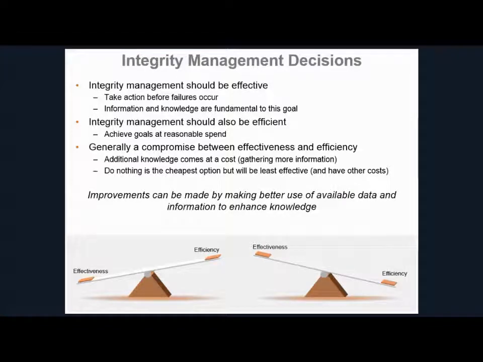Integrity management needs to be effective, and basically what we mean by that is that it should allow you to take an action before failures occur. So information and knowledge are fundamental to that, to highlight that you need to take action before you get to a failure state. Obviously that's relatively straightforward when you've got a lot of information and complete knowledge of the asset condition. But in reality that's going to be difficult, because that additional information and knowledge comes at a cost, and we want to make integrity management also as efficient as possible.